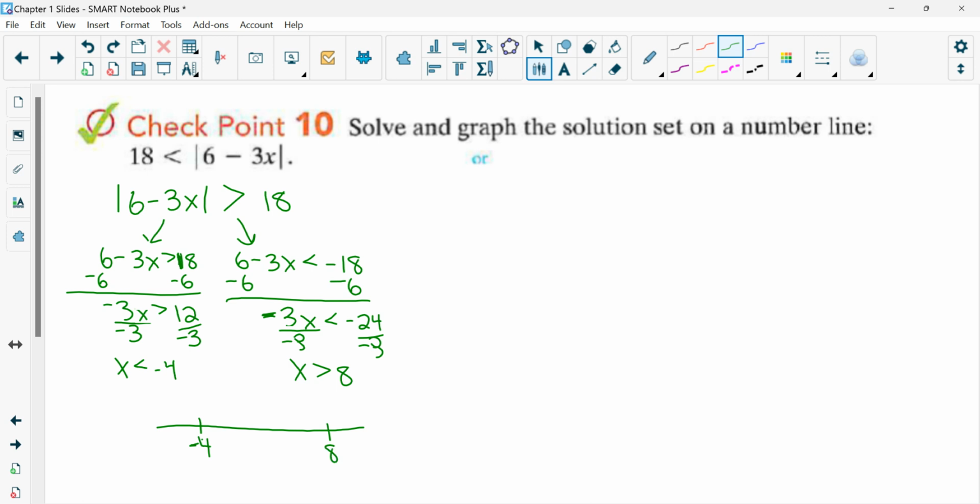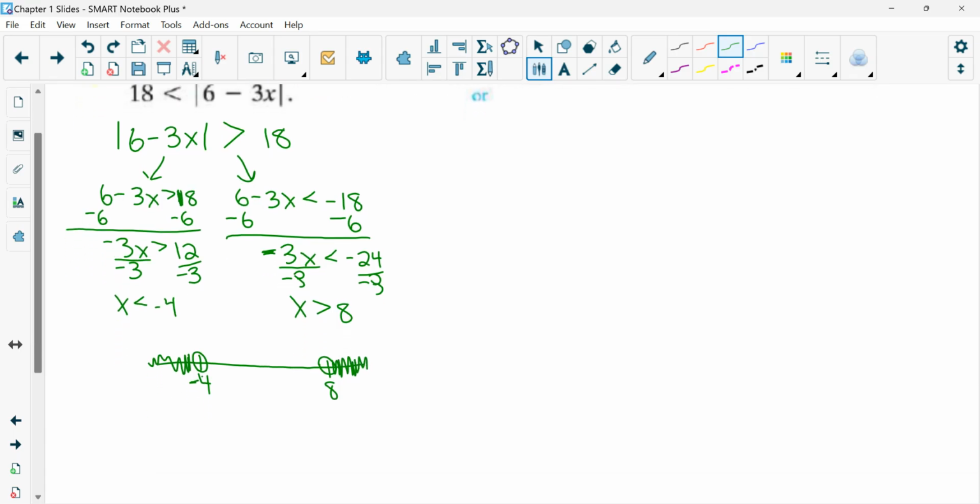All right, so we'd have open dots at both of these. We want it to be less than -4, so that is going to the left. Greater than 8 is going to the right. Again, shadings are always either opposites or in the middle. In this case, they're opposites. So we need to write this as two separate intervals, -infinity to -4, union, 8 to infinity.